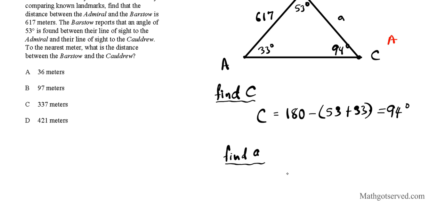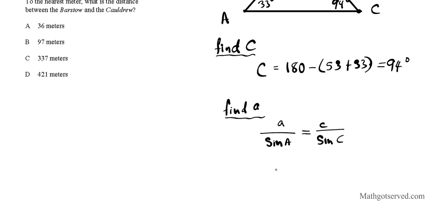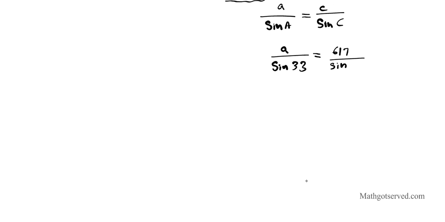Okay, so to find little a, we're going to go a over sine A equals the pair that we know, little c over sine big C. Okay? All right, now let's put in the measures that we know. a, we do not know, over sine big A. Sine big A is 33 equals little c. Little c is 617 over sine big C. Big C is the measure we just determined as 94.